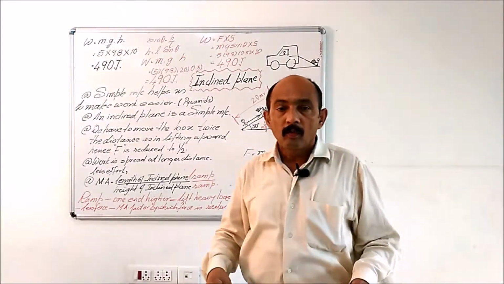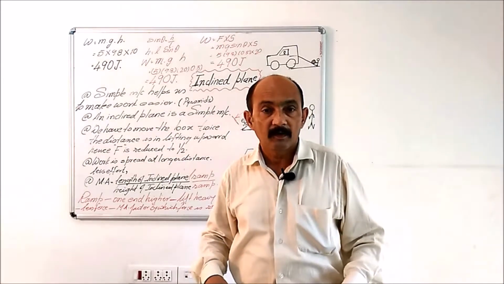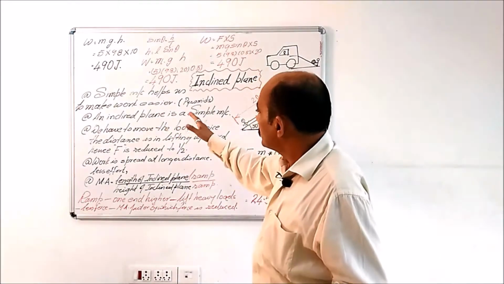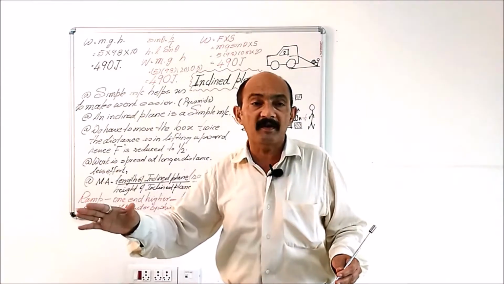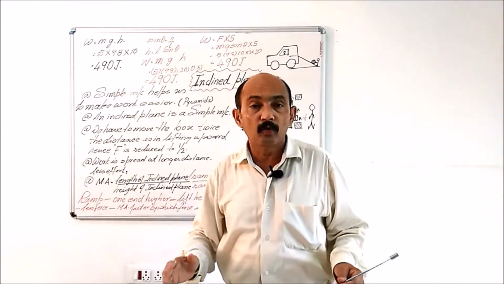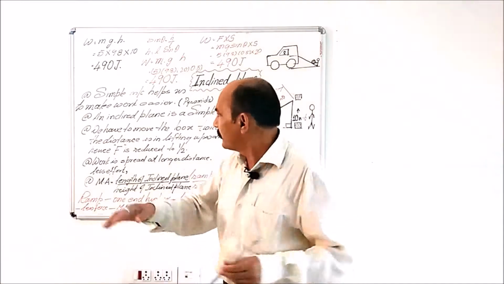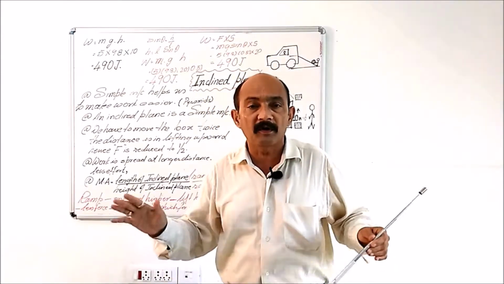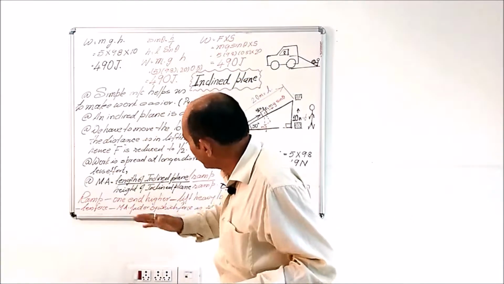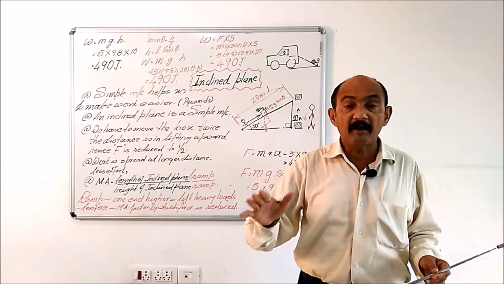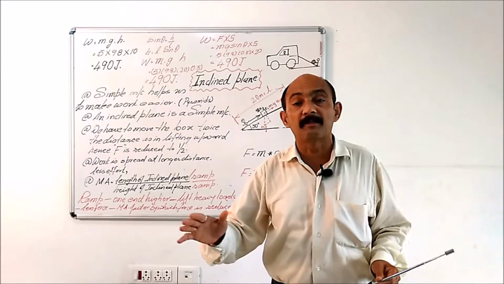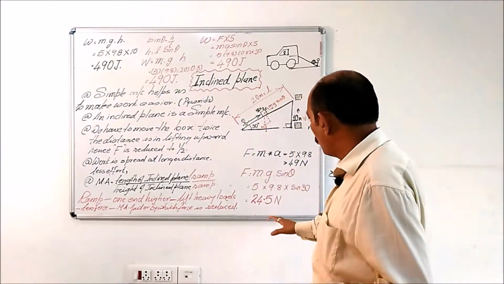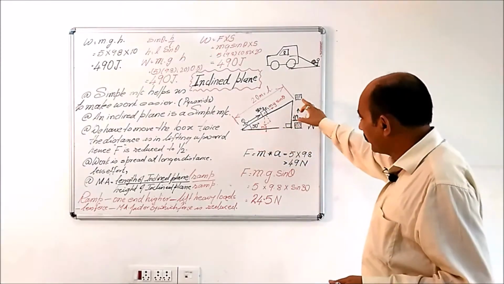Now, what is a simple machine? A simple machine is a machine or a device which helps us to do the work easier. A very simple definition. Simple machine helps us to make the work easier. Secondly, what is an inclined plane? An inclined plane is one of the 6 simple machines. So, an inclined plane is a simple machine. Now, let us see, this is an inclined plane.